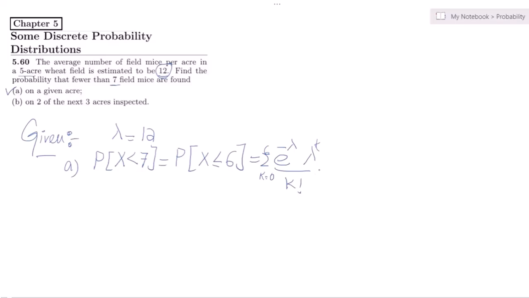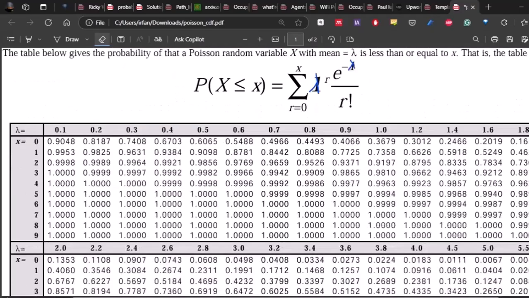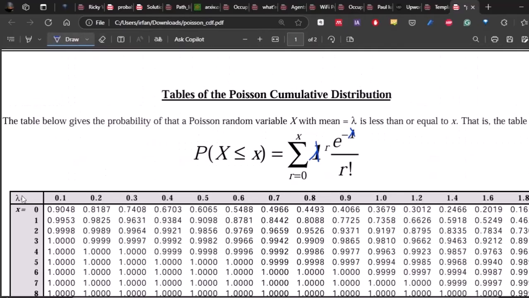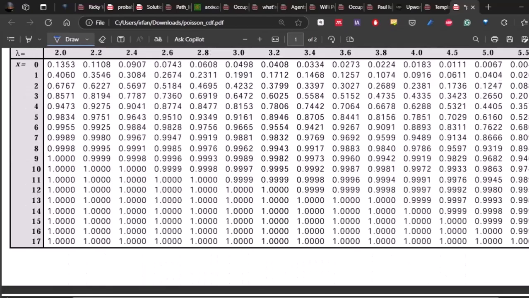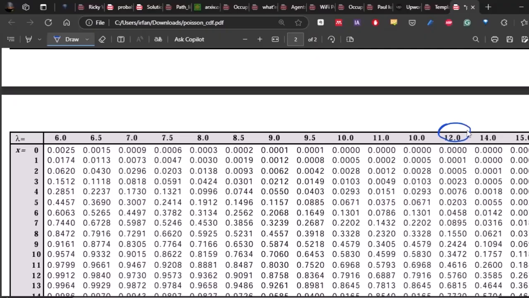Instead of it, we can use a very simple method, and that is the use of the Poisson probability table. Let us have it here. This is the Poisson probability table, and here we can very clearly see that these are the values for lambda, and these are the values for k or x. Okay, so what is the value of lambda? The value of lambda here is 12. So let me go to 12 here. Okay, so here we have this 12. This is the column for 12, and we have to find the value for x or k which is less than or equal to 6.